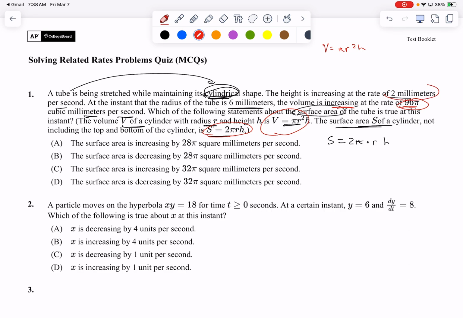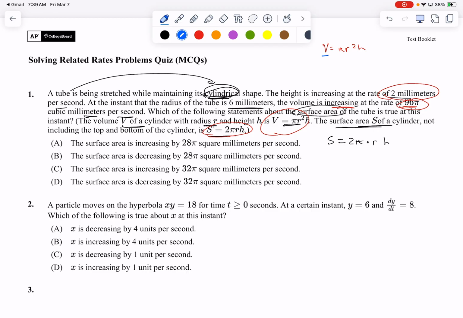They tell you the rate of change for height. You're going to have to find the rate of change for radius, so that when I go to the surface area formula, I know that rate of change for radius. So you actually have to do two related rates things here. So we're going to have to find, and the nice thing is volume is changing.